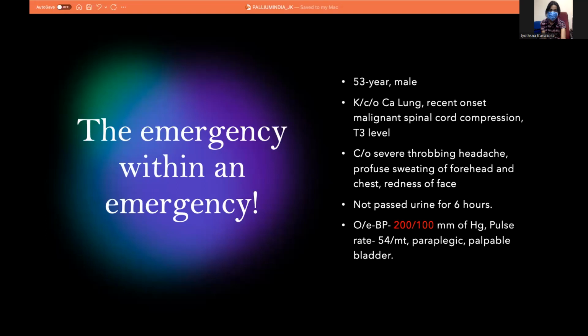SVCO, we are coming to that. So his BP is 200 by 100. He has a bradycardia. He has a palpable bladder. He's sweating like anything. He has other pointers, if I can give. He has piloerection, autonomic symptoms. So here we are looking upon something called autonomic dysreflexia.